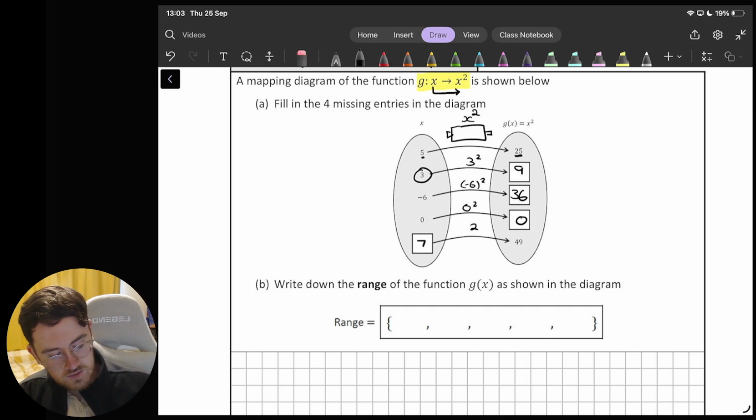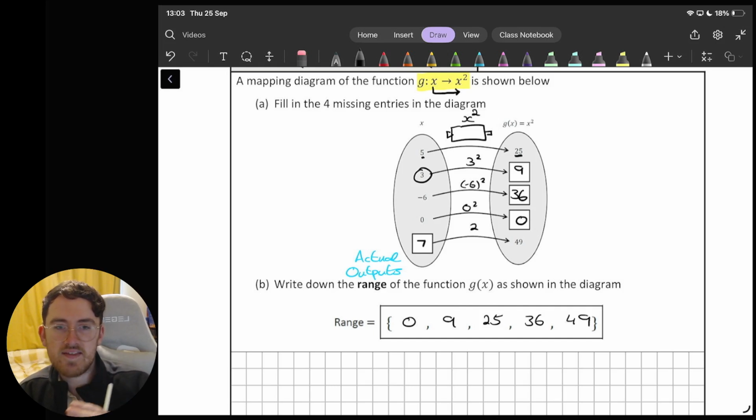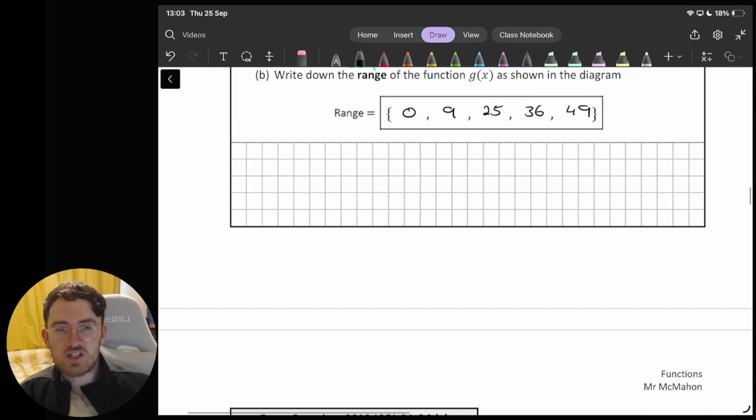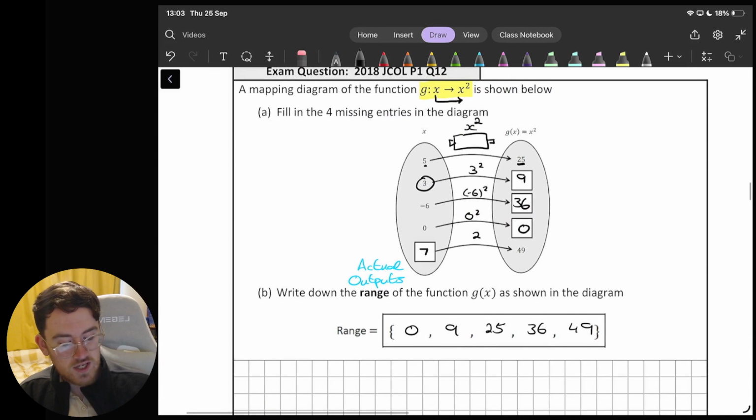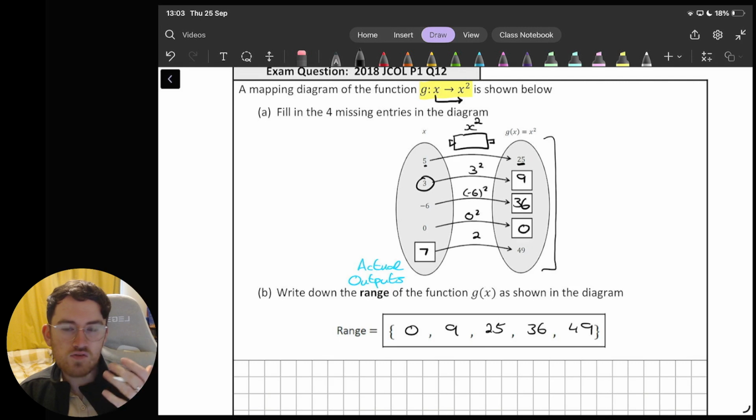Now write down the range of the function. The range is the set of outputs, the actual outputs. What does my function actually reach? So we're going to include 0, 9, 25, 36, and 49. All we really had to realize was that the answers were the right hand side here, because every output is actually there. That's an interesting situation, because if we were asked for the codomain, it would be this entire circle as well, which is actually the same.